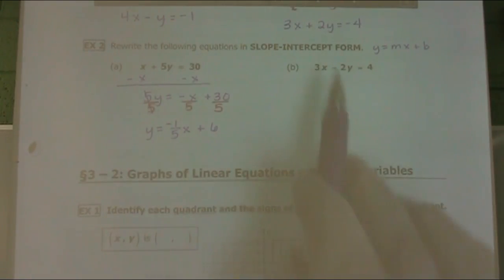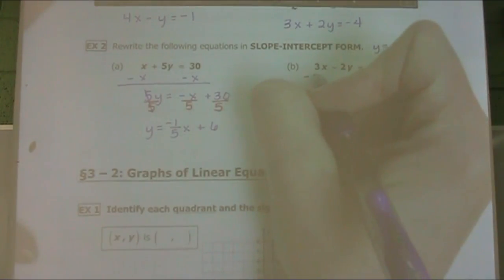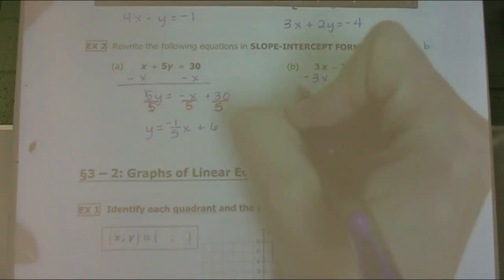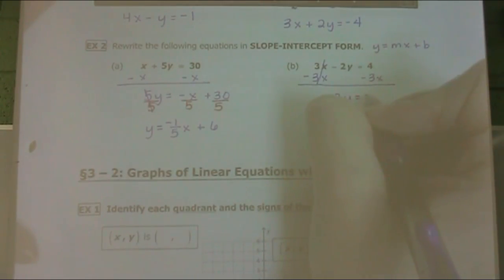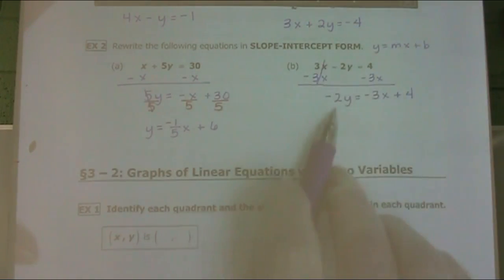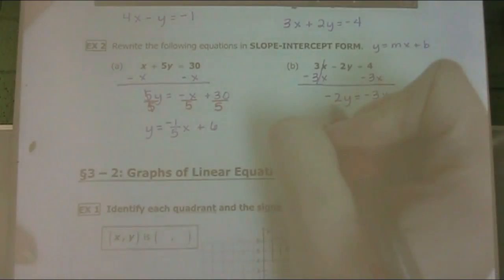All right, the next one. I'm going to start by moving my x term. It needs to be on the other side. So subtract 3x. Now I have the 3x's cancel on the left, and I have -2y equals -3x plus 4. I need to have a positive 1 in front of my y, so what I'm going to do is divide everything by -2.